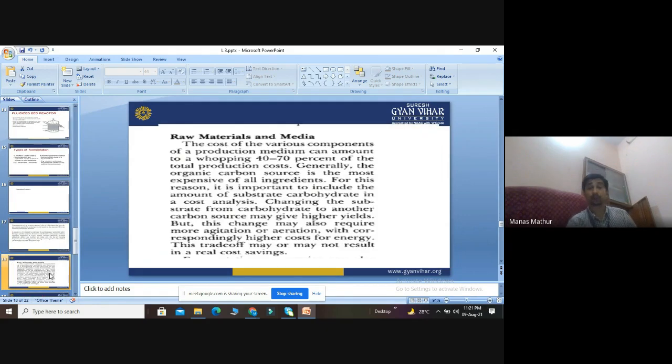Then we discuss raw material and media, the most important source in the cost benefit analysis, about 40 to 70%. The main cost is of organic carbon, so we have to use carbohydrates as a substrate so that hydrolysis of carbohydrates can produce organic carbon. For that we require good energy, so we should maintain such conditions that we can use the substrates mainly prepared from sugar.